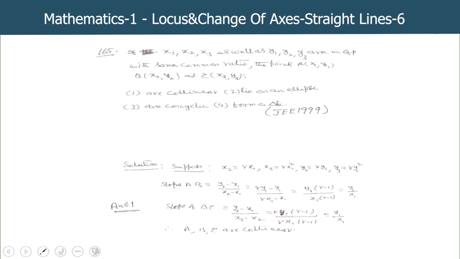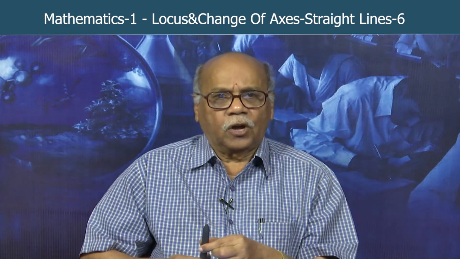And previously what we did is, x coordinates are in AP and y coordinates are also in AP. The common difference need not be the same. Just x coordinates are in AP, y coordinates are in AP. Then also you have seen that those 3 points (x1, y1), (x2, y2), (x3, y3) are collinear. So, I think this will be the last problem of this topic.